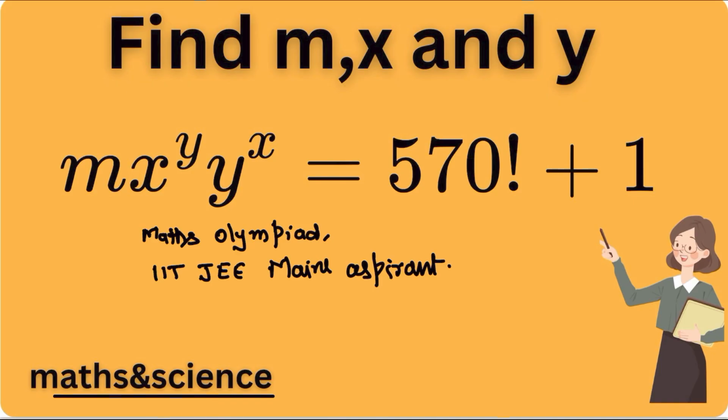And I am going to explain the trick, how to solve this 570 factorial plus 1 and how to solve this m into x to the power of y into y to the power of x. How to find out x, y and m. We have to find out m, x and y in this equation. It's a very tricky, tough question. If you apply the regular mathematics, if you apply some theorems of number theory, then we may be able to solve this.